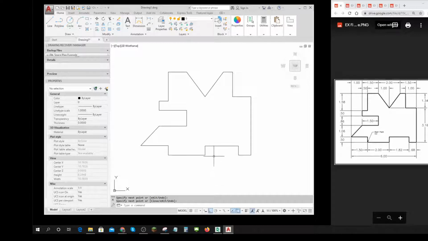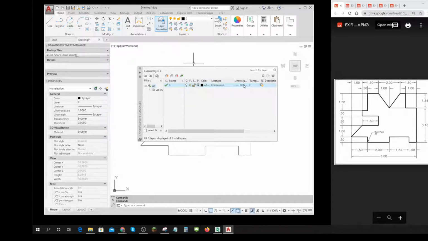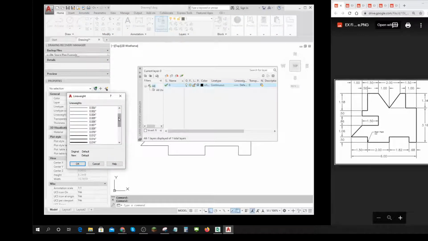And then remember, I talked a little bit about the layers and making the line weight bigger so that it looks better.